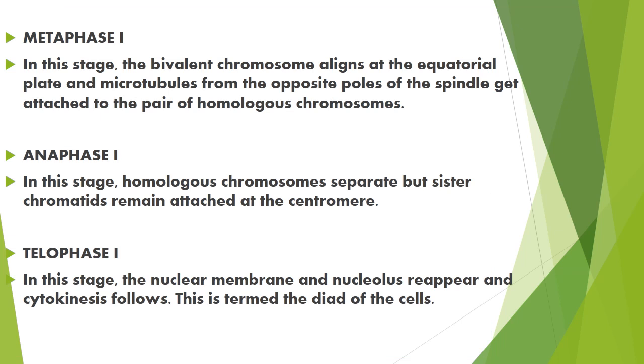Metaphase 1. In this stage, the bivalent chromosomes align at the equatorial plate and microtubules from the opposite poles of the spindle get attached to the pair of homologous chromosomes. Next is anaphase 1. In this stage, homologous chromosomes separate but sister chromatids remain attached at the centromere. Last one is telophase 1. In this stage, the nuclear membrane and nucleolus reappear and cytokinesis follows. This is termed the dyad of cells.